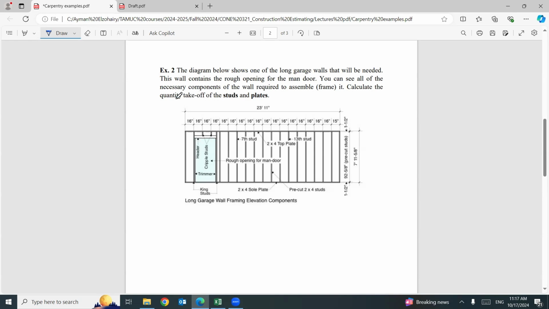We need to calculate the quantity takeoff for the studs and the plates. Keep in your mind, regardless of whether you understand this framing system or not, just look at the sketch. Plates means we have here a bottom plate and we have one here which is called the top plate.